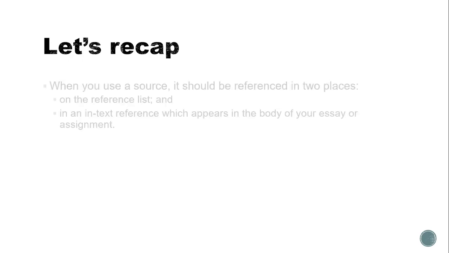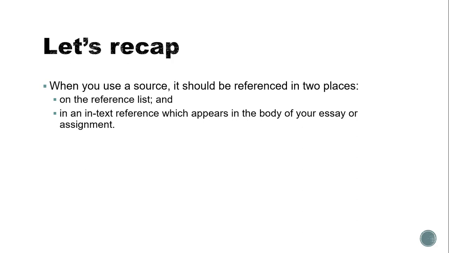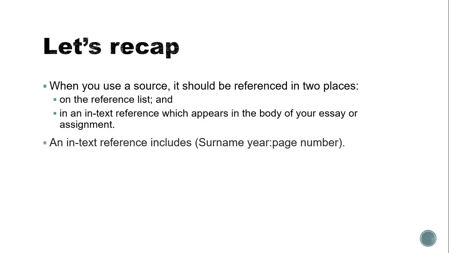So let's recap. What have you learned so far? When you use a source, it should be referenced in two places, on the reference list and in an in-text reference which appears in the body of your essay assignment. An in-text reference includes surname, year, colon, page number, all in round brackets and with a full stop afterwards.